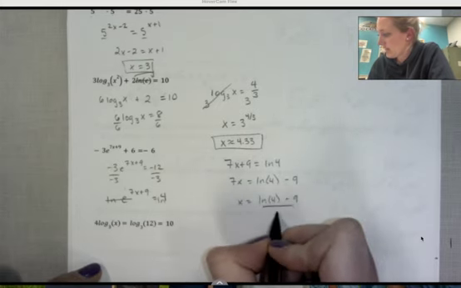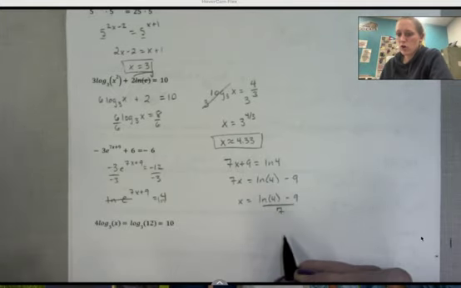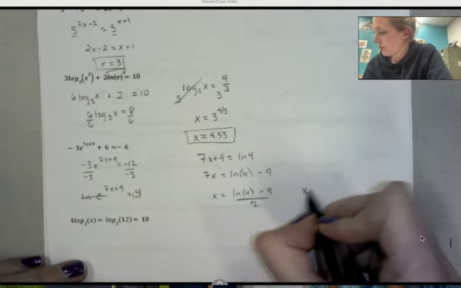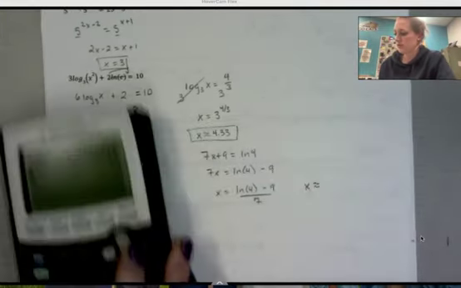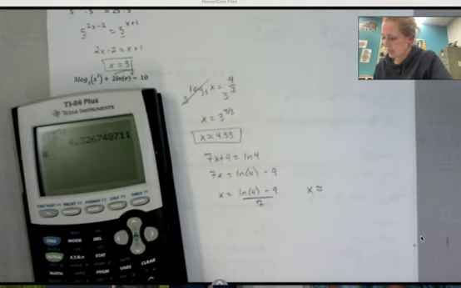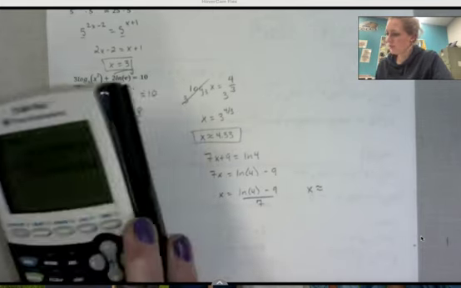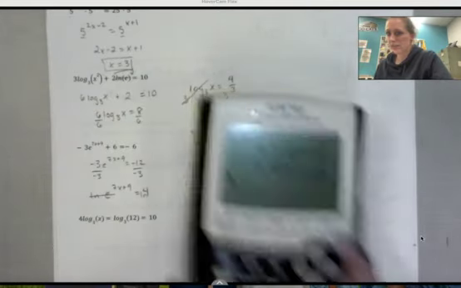And this is where it is a calculator problem, but I'm going to put it all in my calculator at one time so that I get the most accurate answer. So I'm going to say natural log of 4 minus 9, and then all divided by 7. Negative 1.09 if I round to the nearest hundredths.